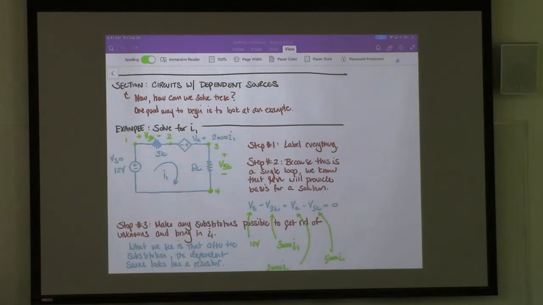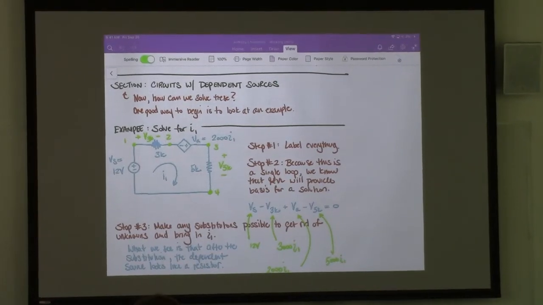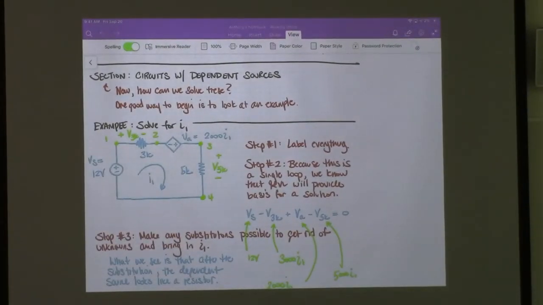So this, I think, is where we left off. Circuits with dependent sources. We have talked about dependent sources, right? This is not something completely out of the blue. We had some examples with Thevenin's theorem that required us to use dependent sources, but we hadn't really addressed it in depth. So that's what we're going to do now. And really, one of the best ways to do that is by looking at an example.